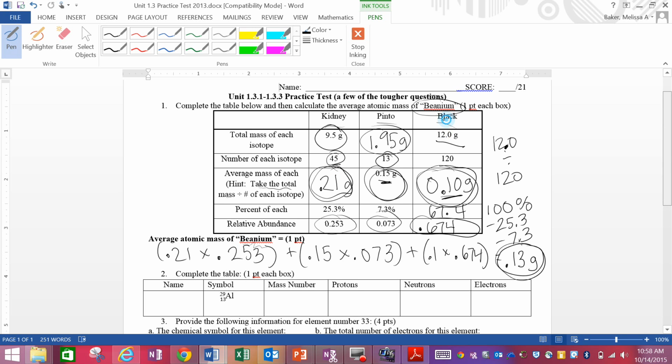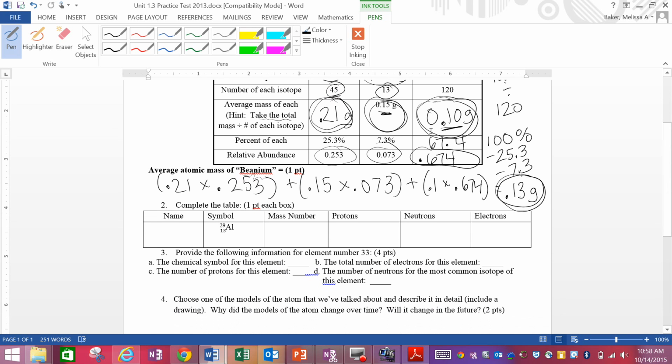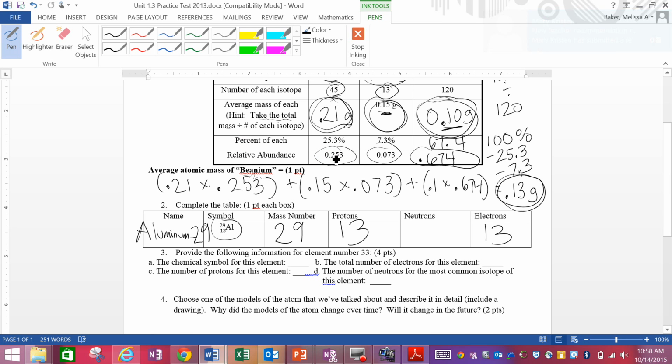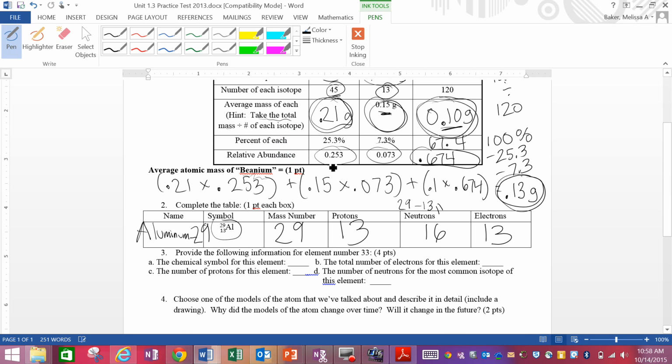Then we've got a little table to complete. What would the name of this be? Remember, for isotope names, you name them after their mass. So this would be aluminum-29. That mass number is in the upper left corner, 29. 13 protons, 13 electrons. Those match in a neutral atom. And then neutrons, we have to do a subtraction. 29 minus the 13 protons equals 16 neutrons.